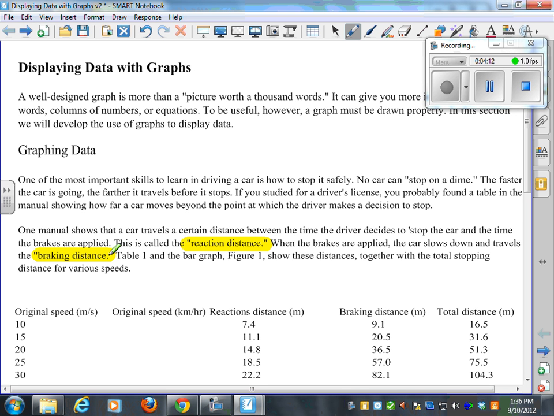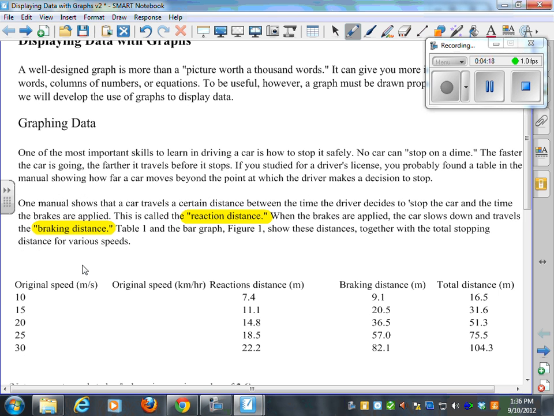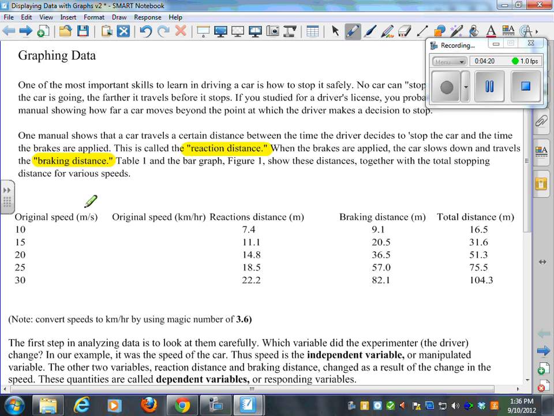Okay. So table 1 and the bar graph, figure 1, show these distances together with the total stopping distance for various speeds. Now, in physics, we tend to deal with meters per second. Of course, everyone knows how long a meter is, right? It's a big stick.